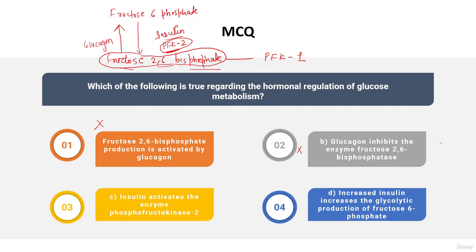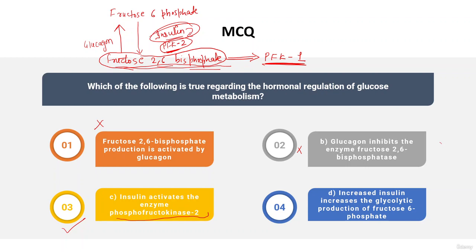Insulin activates the enzyme phosphofructokinase 2. Yes, I told you that insulin activates this enzyme, and in return it produces fructose 2,6-bisphosphate, which also activates the phosphofructokinase 1 activity. So this option is true. Option number 3 is right. Increased insulin increases the glycolytic production of fructose 6 phosphate. No, this is not true. Increased insulin does not actually increase the production of fructose 6 phosphate.